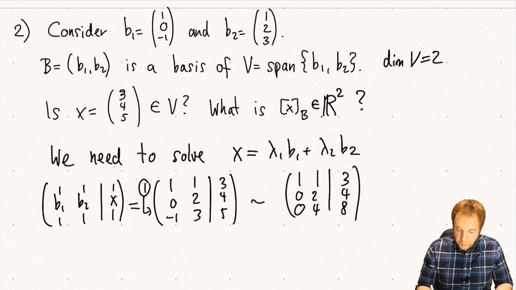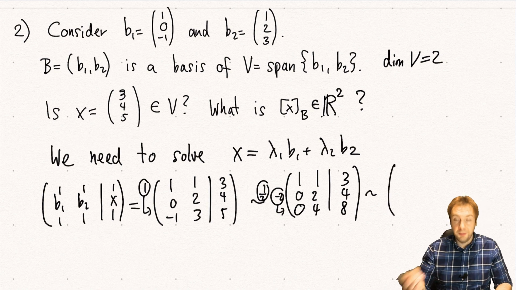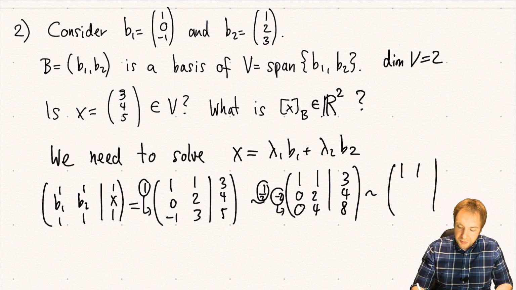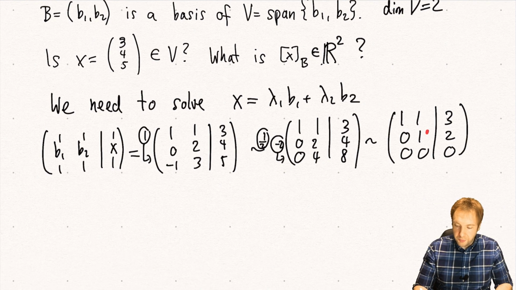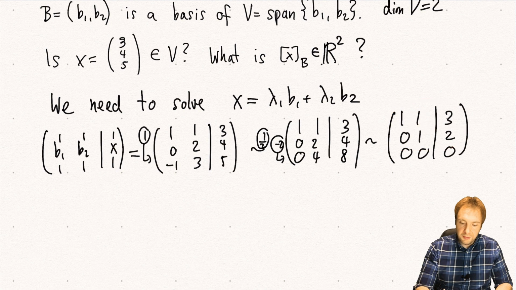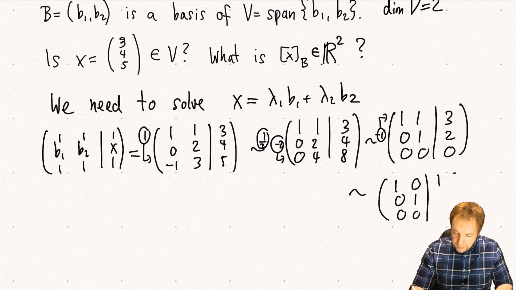And now we can subtract this twice from there, and we will see we get zeros here. And then we can divide this by 2. So first subtract 2 times this from there, and then divide by 2. So we have 1, 1, 3, 0, 1, 2, and 0, 0, 0. And then in the last step, we subtract this one from here to get rid of this, so minus 1 times this row added to that. We get 1, 0, 0, 1, 0, 0. And 3 minus 2 is 1.